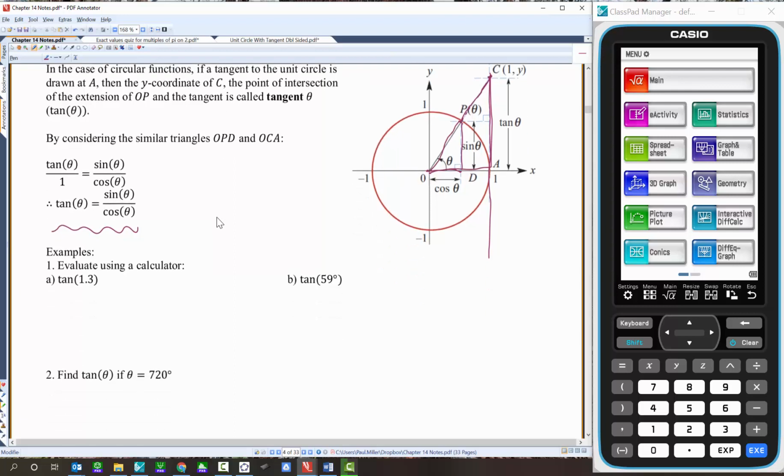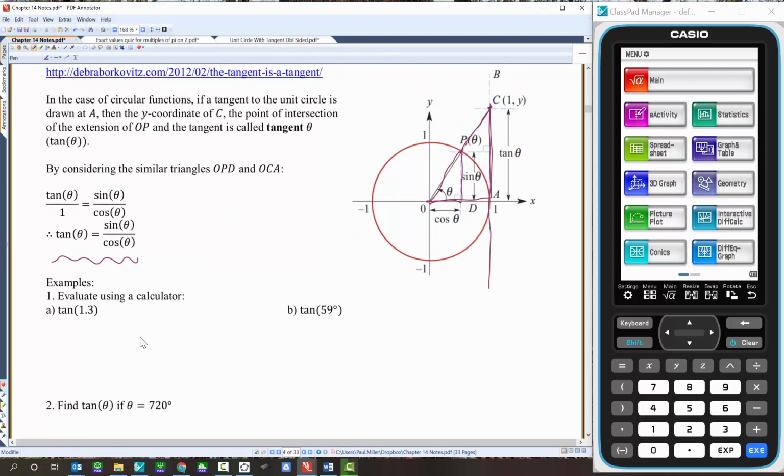Okay, so evaluate using a calculator. What we want to get is the tan of 1.3, and I'm presuming that this is 1.3 radians. Well, what is 1 radian? 1 radian is roughly 57 degrees. So 1.3 is going to be about 60, 65.